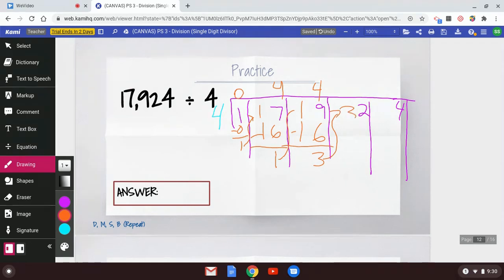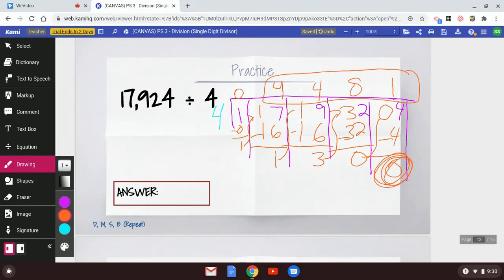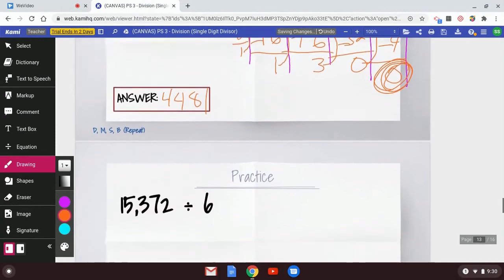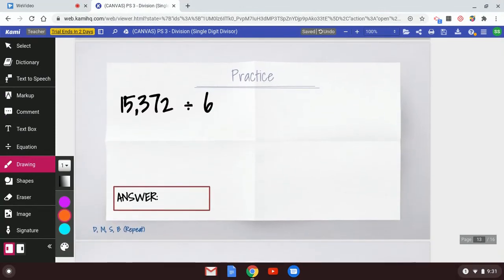Bring it up. 4 goes into 32 8 times. Now remember, I'm not all the way to the right. I have a 0, but I still have this 4 over here. So just bring it up. 4 goes into 4 one time. Now that I'm to the farthest right and I have a 0, I can take this off, and that is my answer, 4,481. All right, go ahead and pause and try this next one.